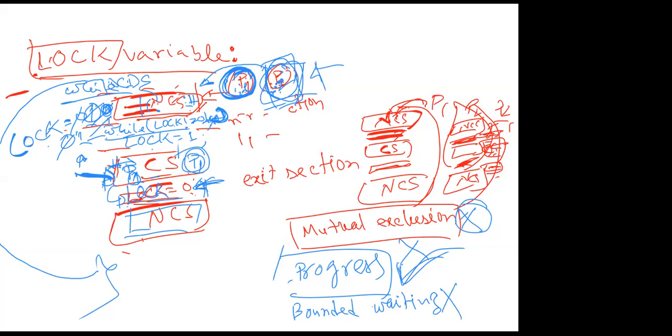Okay, because one process can actually execute these critical sections again and again, even though another process actually shows interest in entering the critical section. These processes can be blocked. So bounded waiting doesn't satisfy in this synchronization mechanism. Okay, any questions so far?